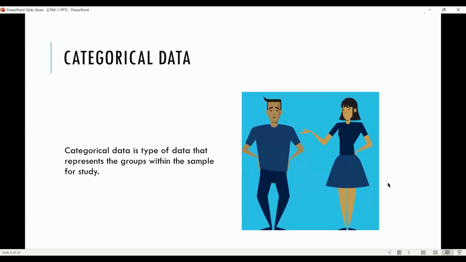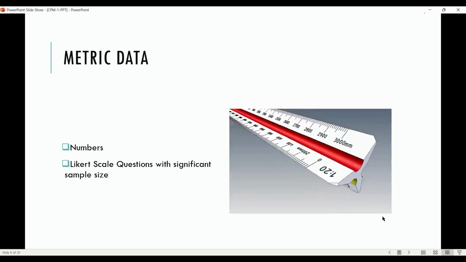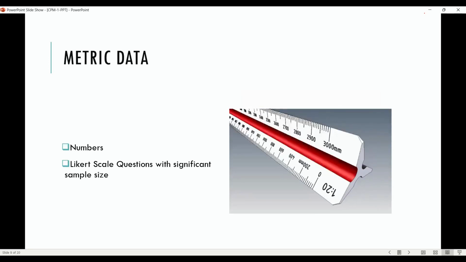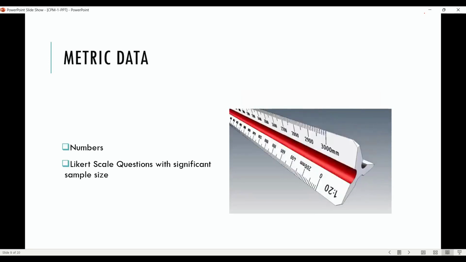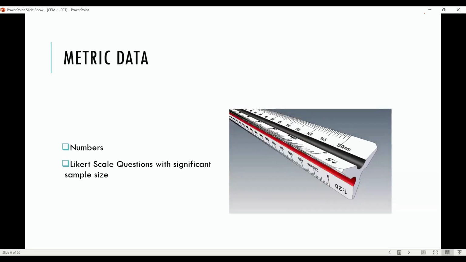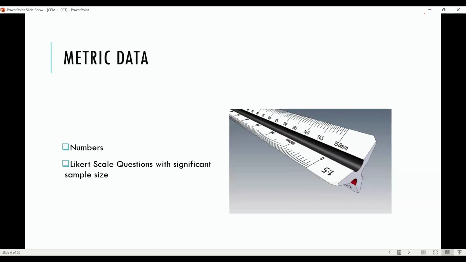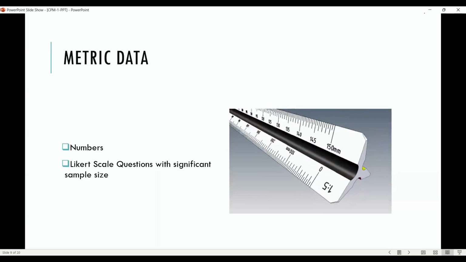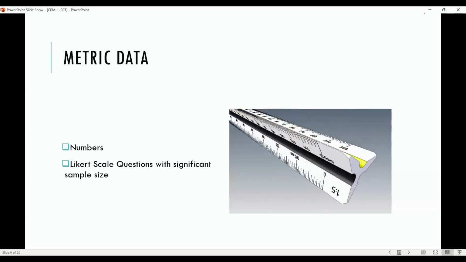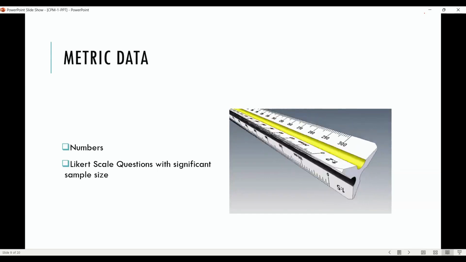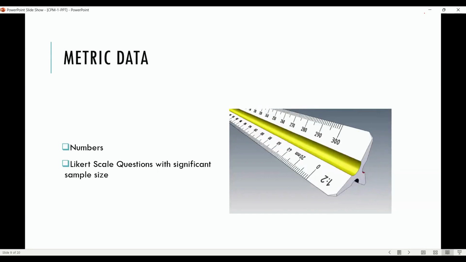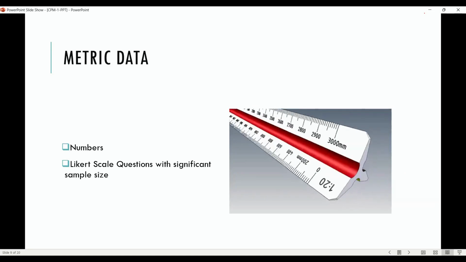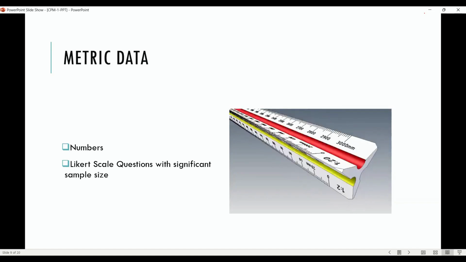And then comes the metric data. When it comes to metric data, it could be anything that deals with numbers, or anything that deals with a Likert scale question. Say, for example, some of you could be from a science background, and obviously you will be dealing with numbers. Say, for example, what is the BP of the patient, what is the height of the patient, what is the weight of the patient, what is the hemoglobin level. So that deals with numbers. But in the case of social science studies that deal with surveys, sometimes you cannot measure the satisfaction.